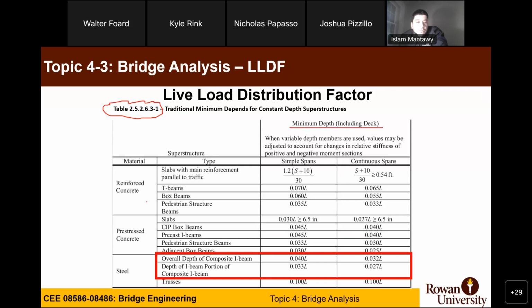Okay, that's great. And this is based on different material and different superstructure types, correct? Yeah, you can do it for reinforced or pre-stressed concrete, and then steel is at the bottom there, and it will give you both the depth of just the I-beam portion and then the depth of the entire bridge. Sounds great. Thank you, Josh.